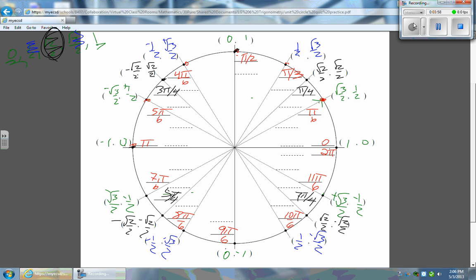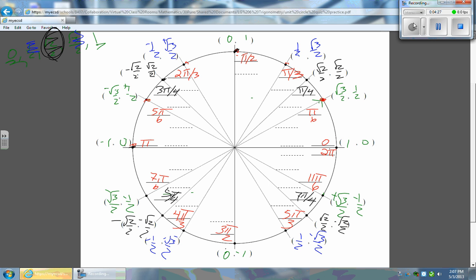Okay, this one over here is now 2 pi over 3. Those are all good. There's one. That's going to be 4 pi over 3. This, of course, is going to be 3 pi over 2. That's going to be 5 pi over 3. 11 pi over 6 and 2 pi. There we go. Everything is good.